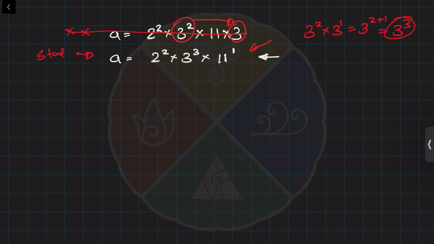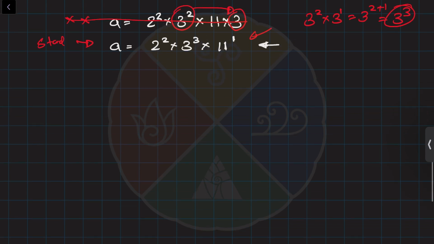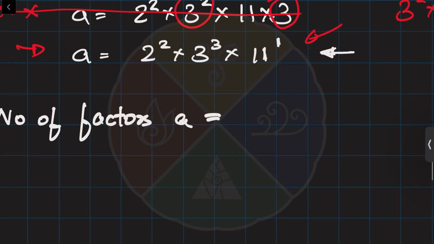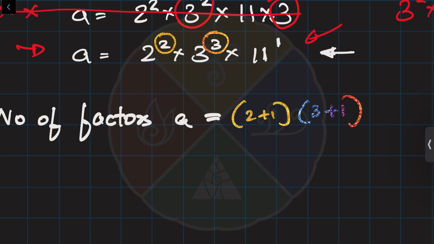First step is writing the numbers in the standard form. Once the numbers are in the standard form, then the number of factors of this number will be: take the power, add 1. Again, take the power, add 1. That color was not a good choice. Let me change it.